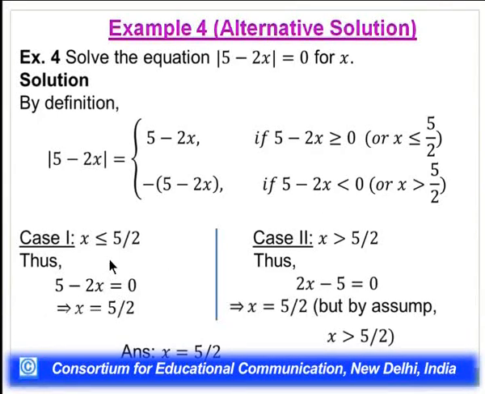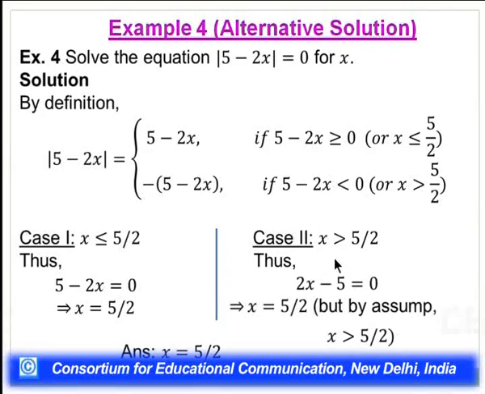So our two cases here become, the first one being x is less than or equal to 5 by 2, and if that is the case, the absolute value becomes 5 minus 2x, and the equation becomes 5 minus 2x equal to 0. If we solve this equation, we get 5 by 2, and here you can see that this is consistent with the assumption that we are making about x, which is x is less than or equal to 5 by 2. But in the second case, there's a slight issue, because in the second case our assumption is that x is strictly greater than 5 by 2.